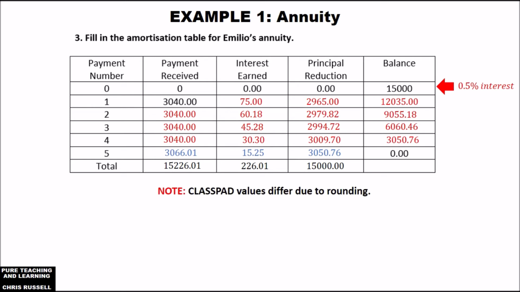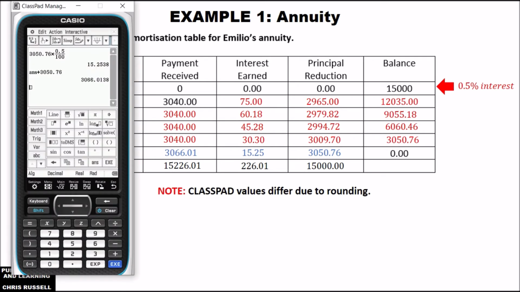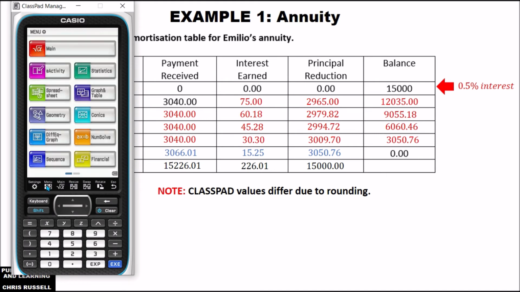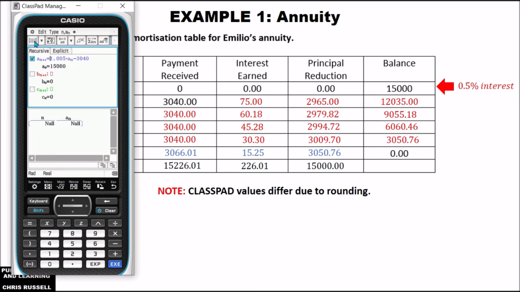Now, if you like, you can compare with the ClassPad. So if we go back to sequence, put in the recurrence relation, go to table, and go to the fourth payment here. You'll notice there's a slight difference between the value you see on the ClassPad and the value you see here. The reason being is due to rounding as you go. So this is one thing you have to watch out for.